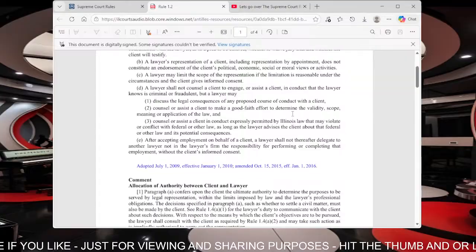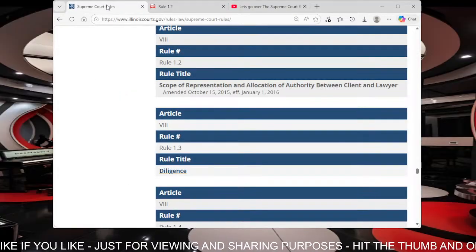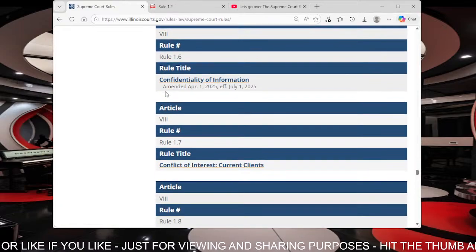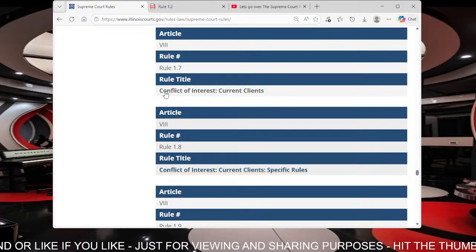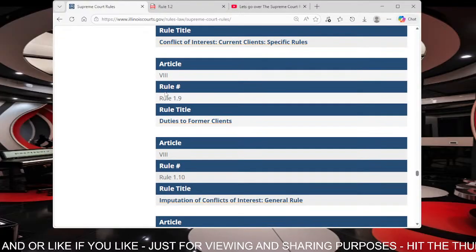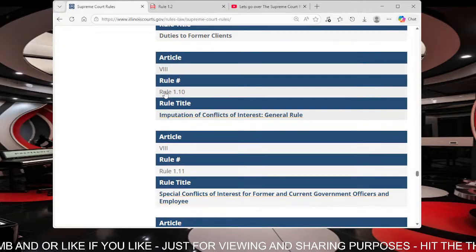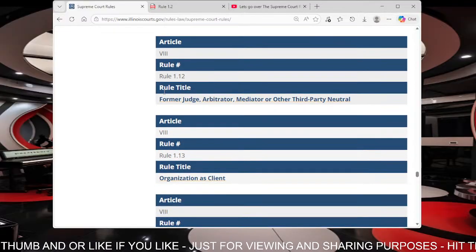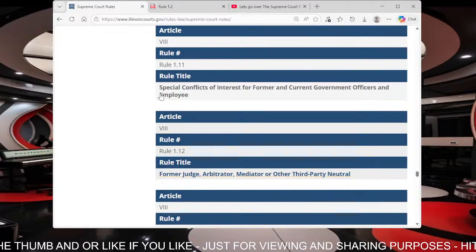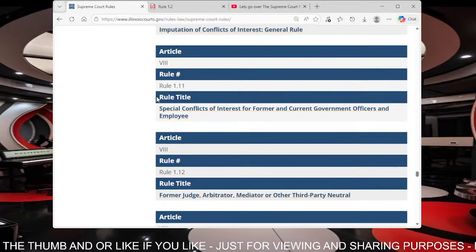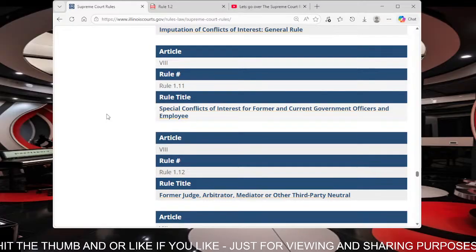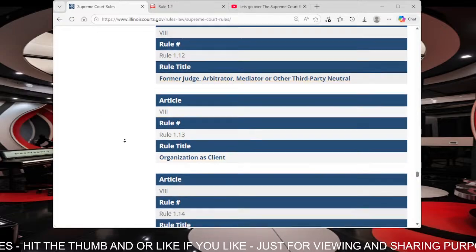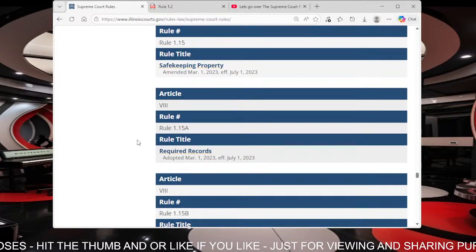Okay, yeah, we're gonna go through these at a later time. We'll look up evidence. Confidentiality of information, conflict of interest, duties to former clients. Alright, we're almost at the 800 range. Special conflicts of interest and former and current governmental officers and employees. Alrighty.